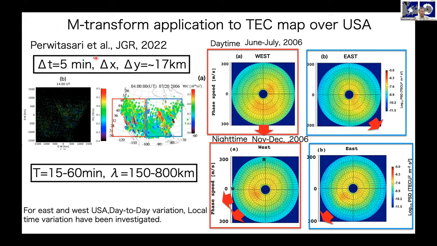Perwitasari reported that by applying the M transform to TEC map data over the United States, averaged over 17 kilometer times 17 kilometer times 5 minute time and spatial bins, TID patterns moving as planar waves are analyzed for a wave period between 15 and 60 minutes. Two areas, the western part and the eastern part of the US, are compared, for daytime TIDs and also nighttime TIDs.